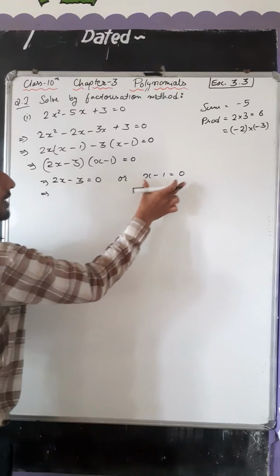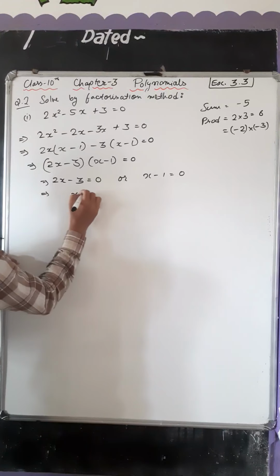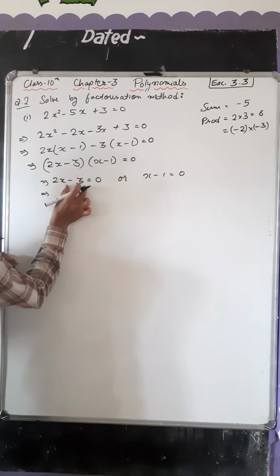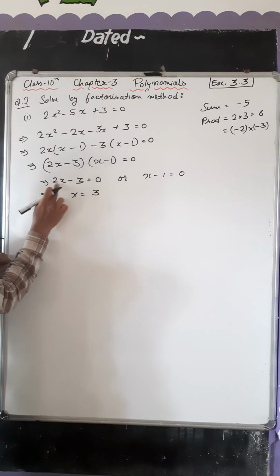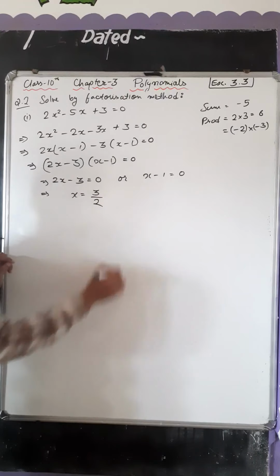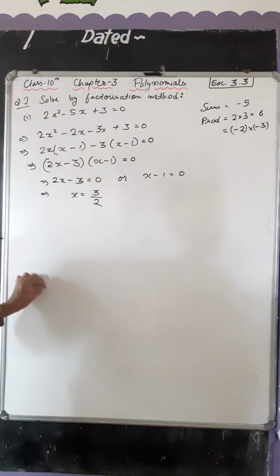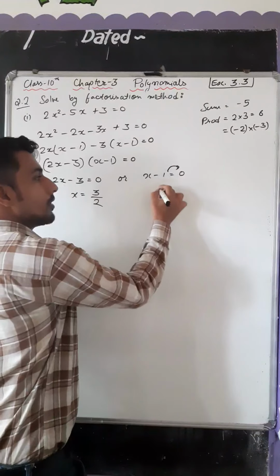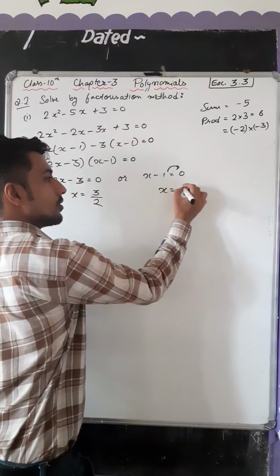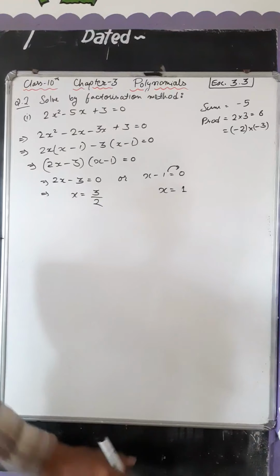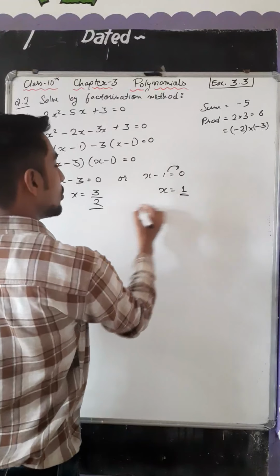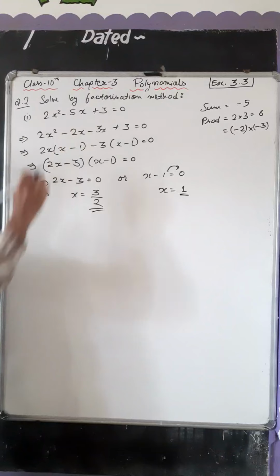First I took this as 0, then this as 0. Now x will be, minus 3 transposed will be plus 3, and this 2 divided will give x equals 3 by 2. Here x will be equal to 1. Minus 1 transposed will become plus 1. So these are the two solutions of this equation.